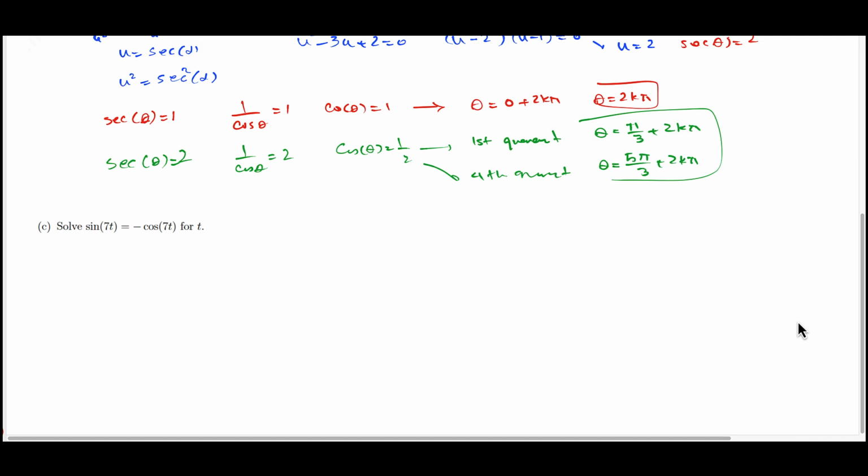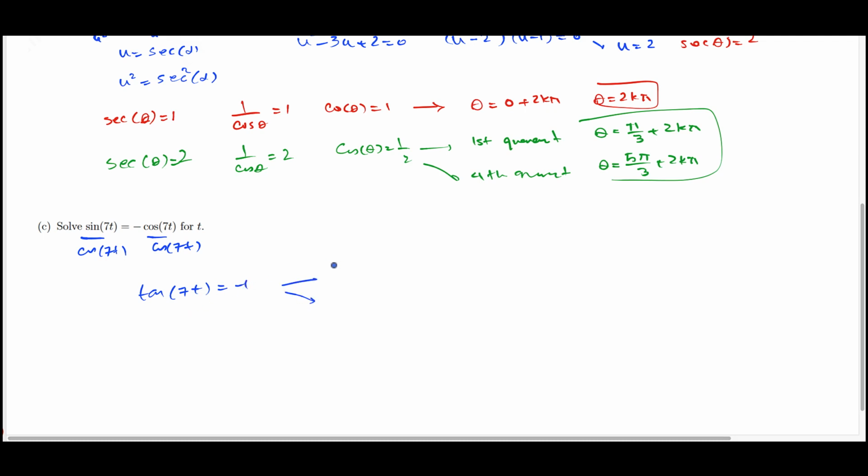Now the last one of these is very useful also in different parts of mathematics, but I can see there are two different trig functions, and I'm solving for t, so I need to solve for one trig function, and this is causing me some problems. One way to resolve this is to divide both sides by cosine 7t. And so I get tan of 7t is equal to -1.